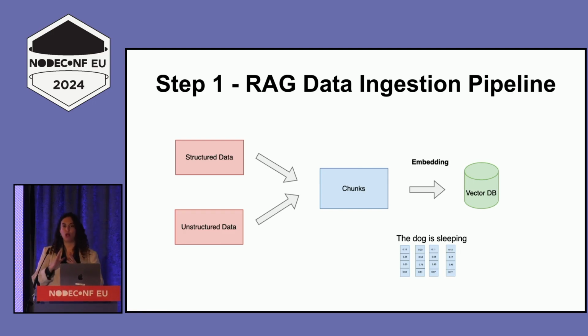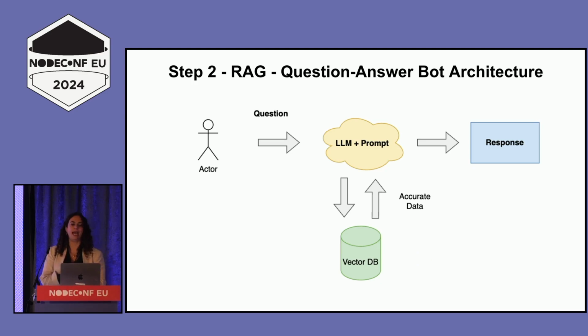Remember embedding? We always have to do embedding when we're dealing with text problems and machine learning. So I need to embed the data, convert the chunk that I'm working on into vectors, and save it into a vector DB. And then step two is the architecture.